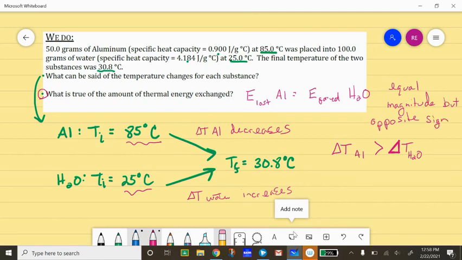So since aluminum is losing energy, everything that's happening with that is exothermic. It's slowing down, its temperature is going down, its kinetic energy is going down, but water is picking up that energy. So that's endothermic for water. Water is picking up that energy, its temperature is going up, its kinetic energy is going up.